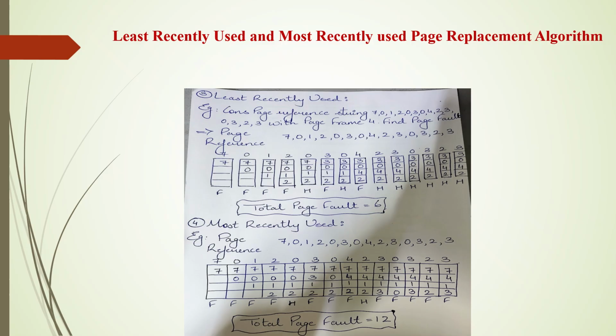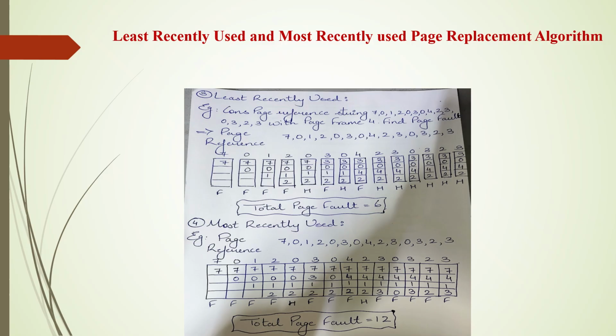Now let's move to the most recently used. MRU follows the opposite approach. It replaces the page that was used most recently, assuming that the most recently accessed page may not be needed again immediately. Although this strategy works well in special cases, it is generally less efficient than LRU. Using the same page reference and 4 page frames, MRU replaces the most recently used page whenever a page fault occurs. So in this example, the result is a total of 12 page faults, which is much higher than LRU.